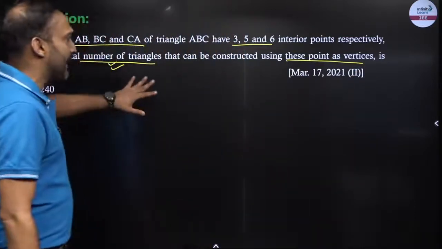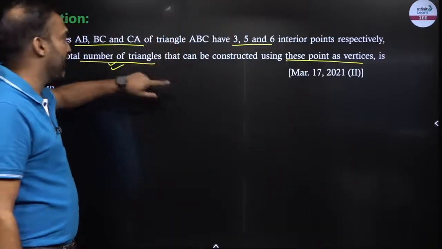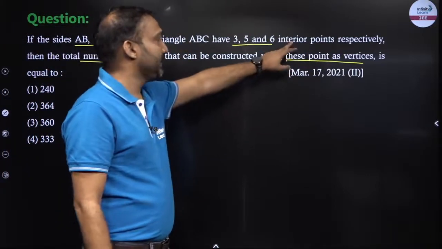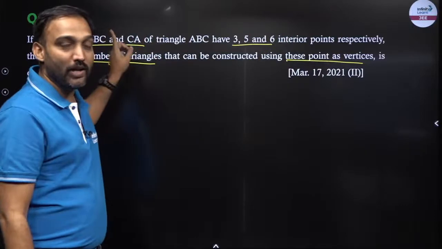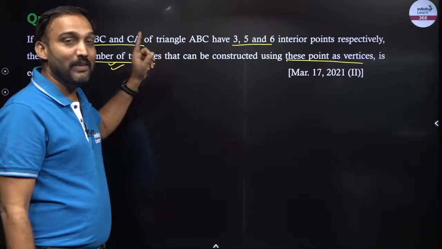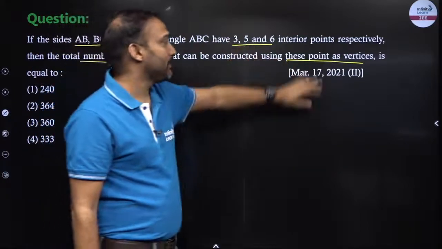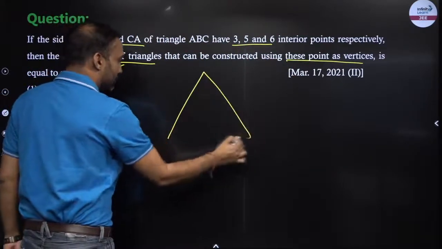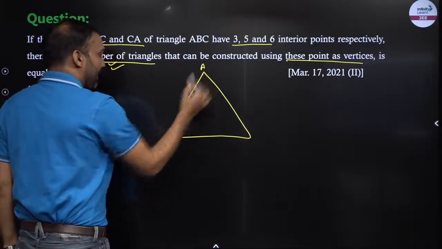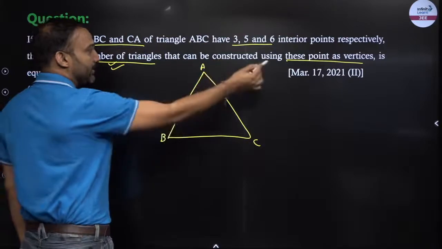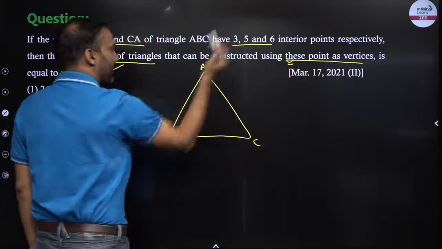Now be careful when you read a problem and comprehend. The question says these points as the vertices. Which points? The interior points. I don't have to count A, B and C. If A, B and C needed to be counted, it would have been specified over here. So that is a trap, because in most of the books that you might have solved, A, B and C are always included. Now over here, the question says these points, which is 3, 5, 6.